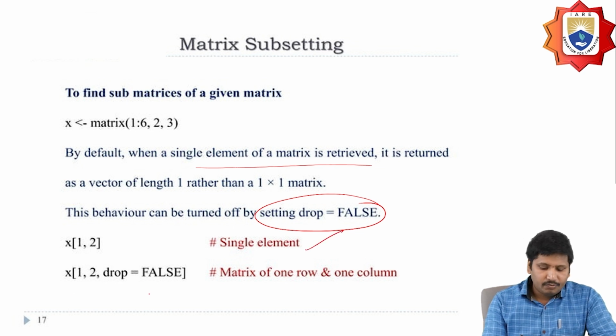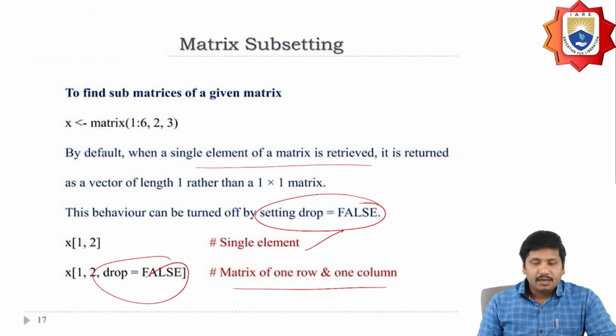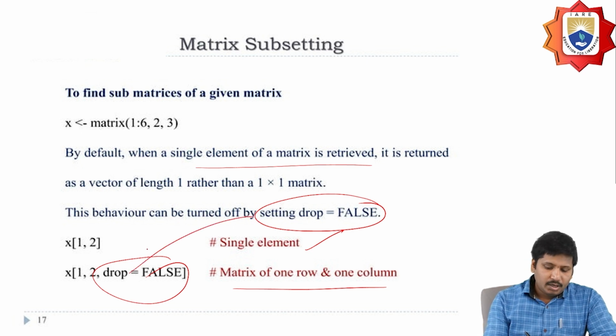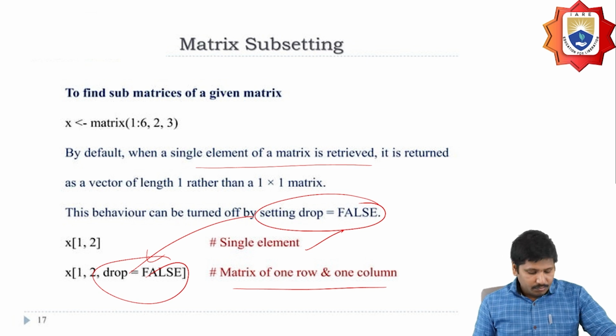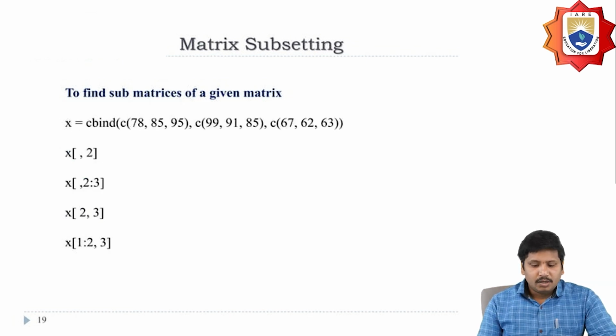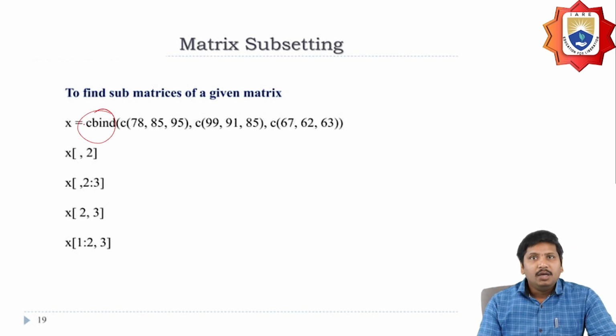So x of 1 comma 2 comma drop equal to false means the matrix of only one row and first column should only appear. So that is the extra feature that is going to be added in matrix subsetting. By making this one false, I can extract only the first row and the first column. To find the submatrices of the given matrix, by making use of the cbind also I can extract it.